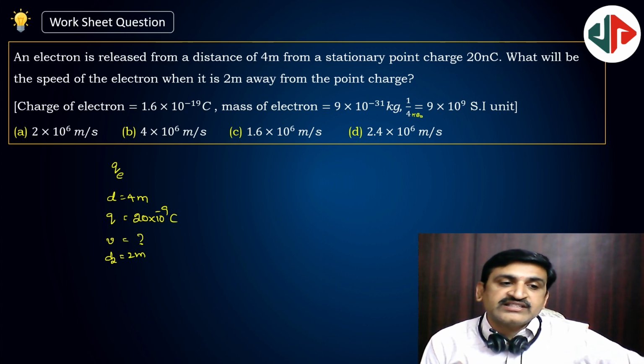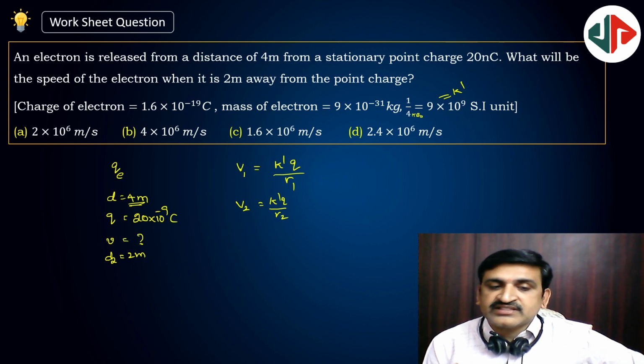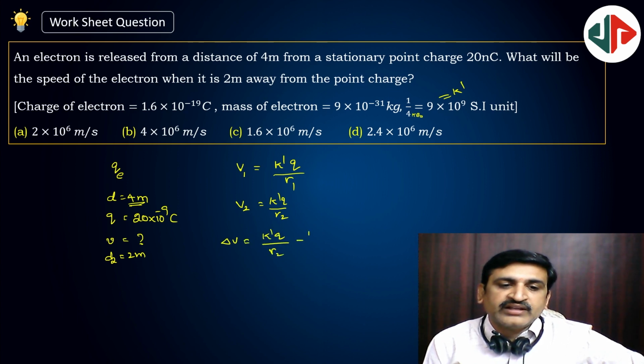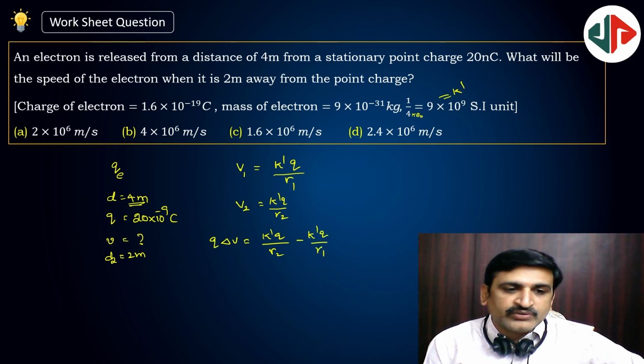At a distance of 4 meters, what is the potential? V1 is equal to 1 by 4 pi epsilon naught, I am taking it as k dash, q by r, that is the potential, with R1. And V2 is equal to k dash q by R2. The potential difference is delta V equal to k dash q by R2 minus k dash q by R1.